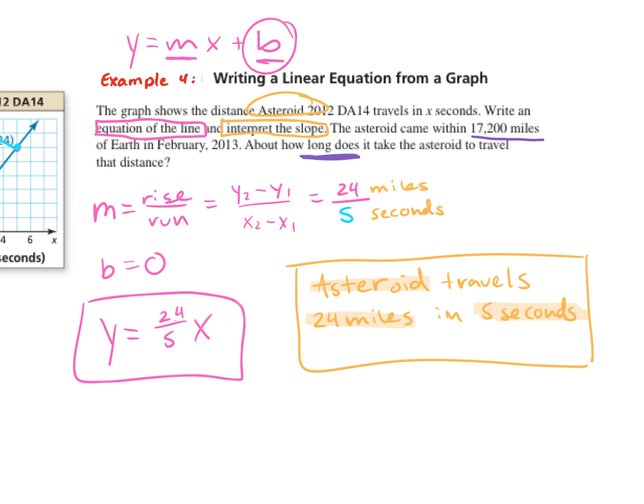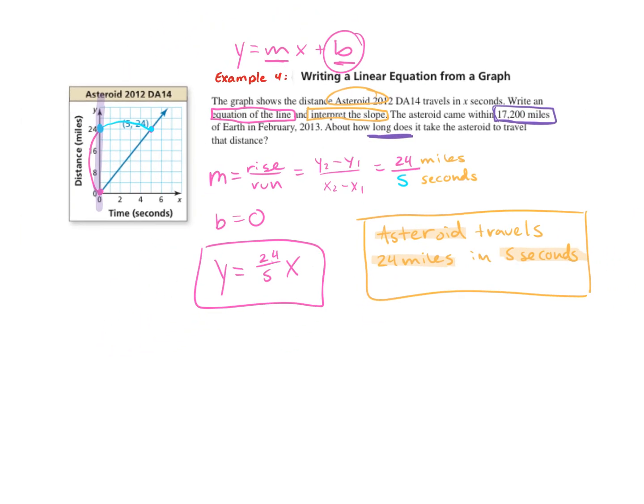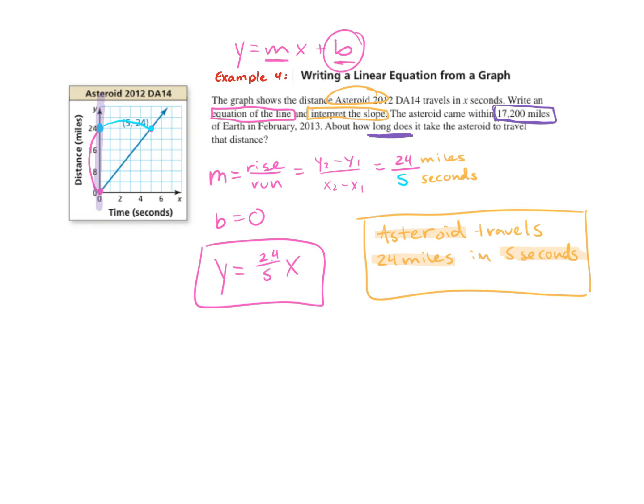What am I going to plug 17,200 into? The x or the y? The y. Why the y? Because that's what we're trying to find. Because the y is in what? It's distance. The y talks about the miles, and 17,200 is talking about the miles. So that gets plugged into the y. So I have 17,200 is equal to 24 over 5x.